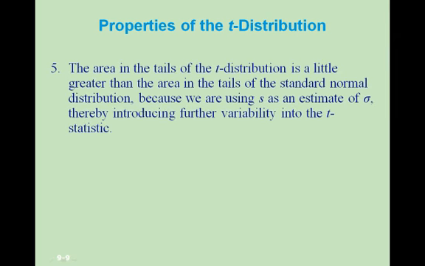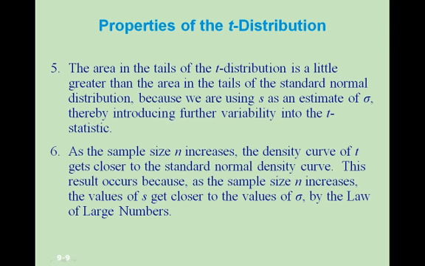5, the area in the tails of the t-distribution is a little greater than the area in the tails of the standard normal distribution, because we're using s as an estimate of sigma, thereby introducing further variability into the t statistic. 6, as the sample size n increases, the density curve of t gets closer to the standard normal density curve. This result occurs because as the sample size increases, the values of s, our standard deviation, get closer to the values of sigma, the population standard deviation, by the law of large numbers.